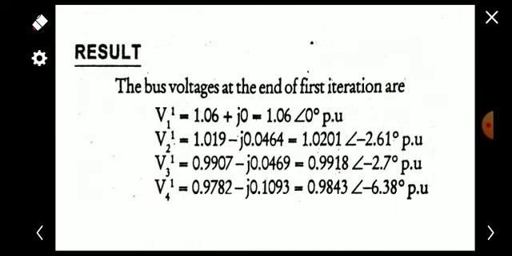In the question itself they have asked to find the first iterated values of all the 4 buses. So as a result we can write all the 4 values of the buses after the first iteration. v11 is the specified value of the slack bus, and v21, v31, v41 we have found these values.